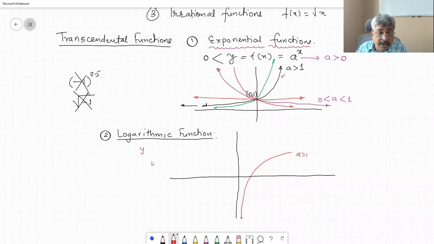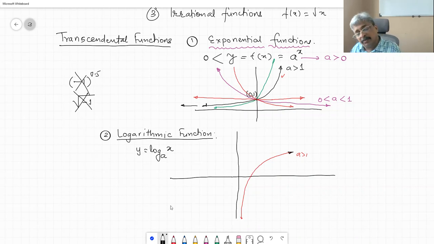The function will look like y is equal to log x to the base a. Okay. So a raised to y is equal to x. That is the corresponding exponential form of this logarithm. So if a is greater than 1, the logarithm graph is going to be like this, and this will tend to infinity. This is going to minus infinity. As you go nearer and nearer to 0 in the x value, you go to minus infinity as the y value.